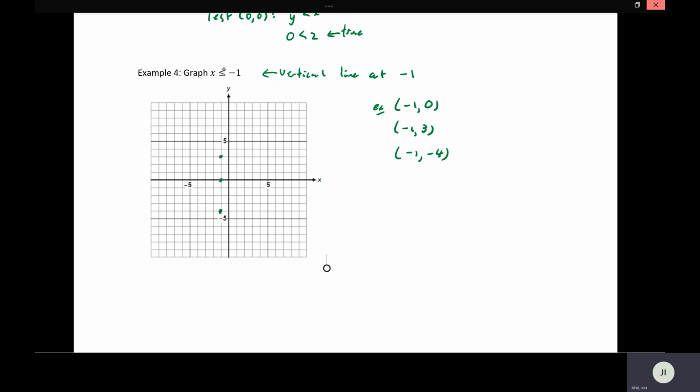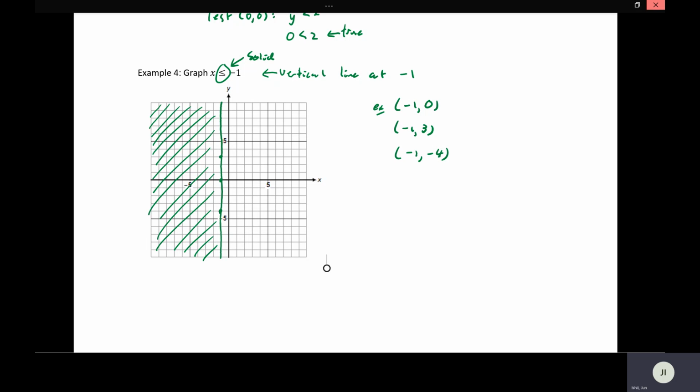Again, I'm going to check my inequality. So this is a solid line. The line x equals -1 is going to be this line here. And again, to figure out which side to shade in, we can just read it. It says x is less than or equal to -1. So being less than -1 would be on the left side here. So this is the side that would get shaded in.